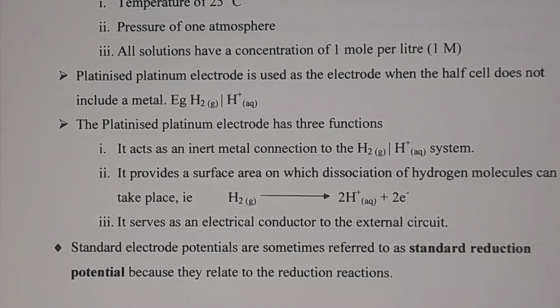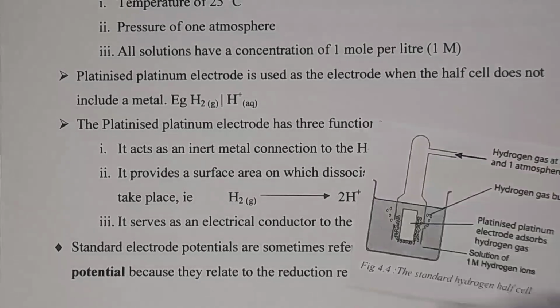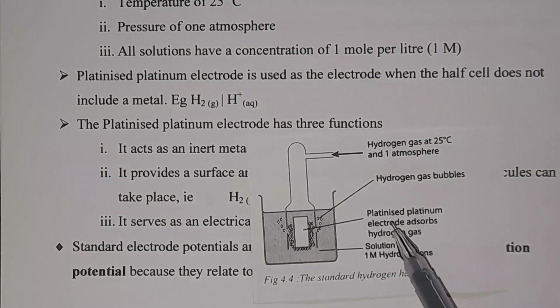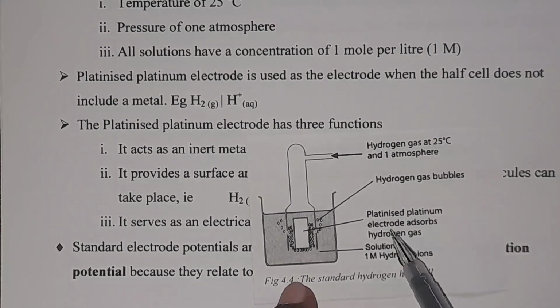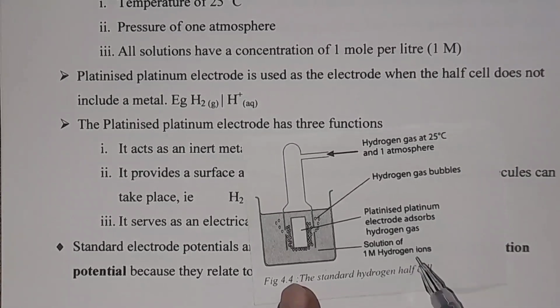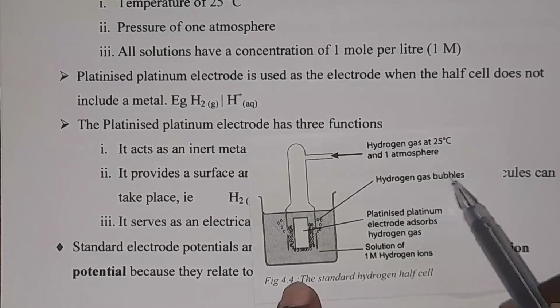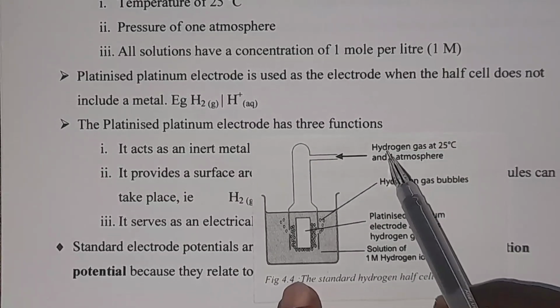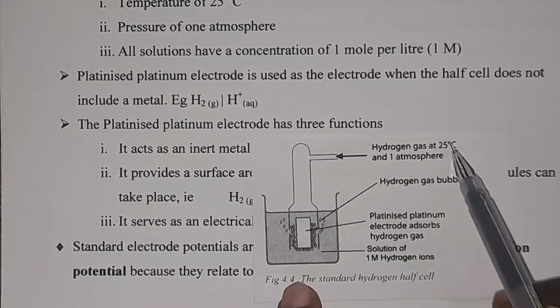Okay, let us see how the hydrogen half cell looks. The hydrogen half cell looks like this. We have the platinum electrode, and this is the solution of 1 molar hydrogen ion, and these are hydrogen gas bubbles around here, and the condition for that is hydrogen gas at 25 degrees Celsius.